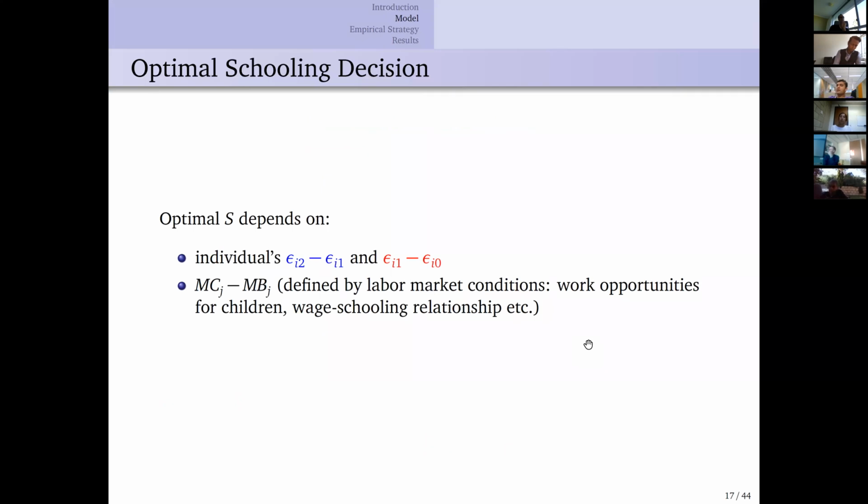So just to state what I've already stated, the optimal level of schooling depends on those two error terms, the two differences between the error terms, and these cutoffs, right? And these cutoffs are the marginal cost minus the marginal benefit of each year of schooling. And these things are defined by labor market conditions. They're defined by work opportunities, they're defined by wage schooling relationships specific to the labor market that you are in.